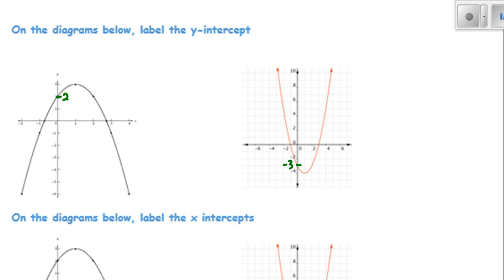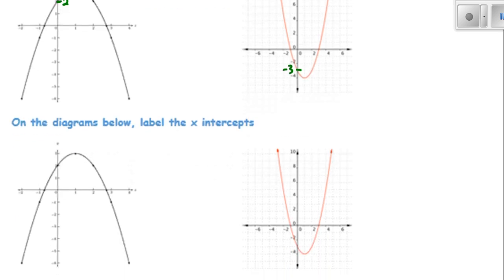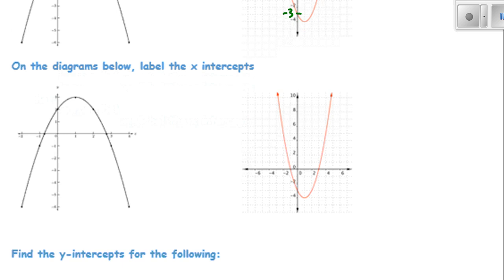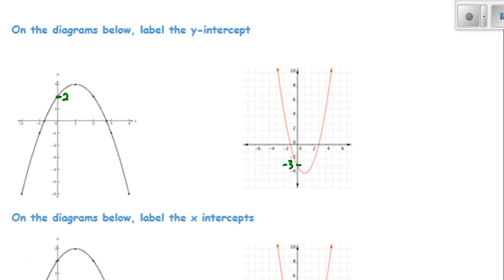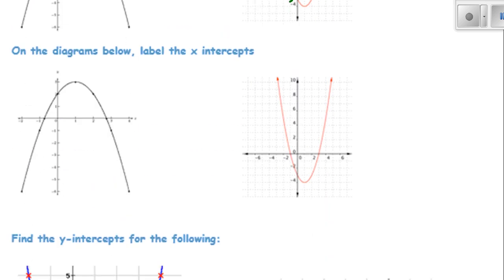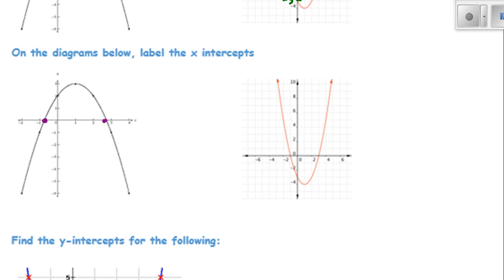Easy enough. On the diagrams below, the same ones, label the x-intercepts. The x-intercepts are here and here. These are a bit rough, so maybe let's say negative 0.75 for that one. And maybe this one is 2.75, whatever you think it is.